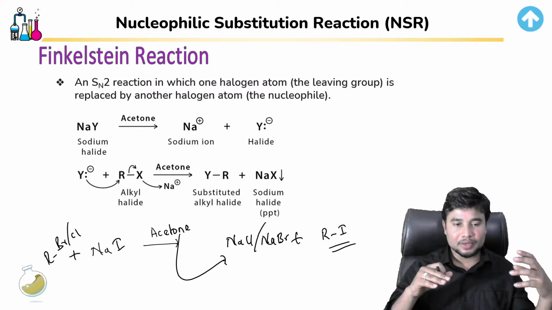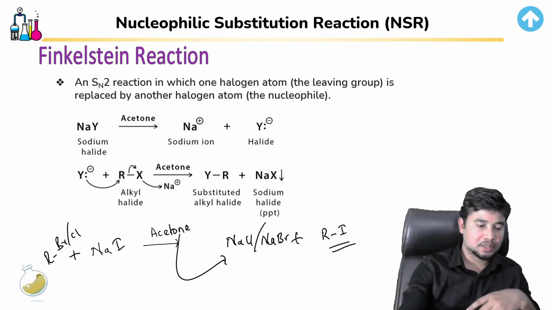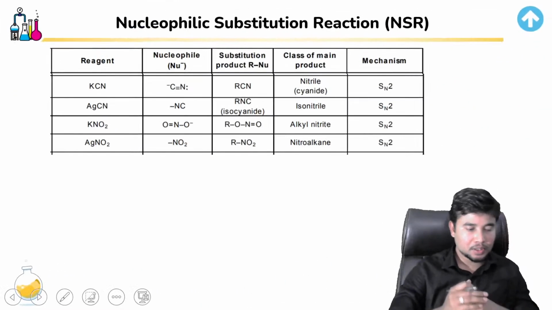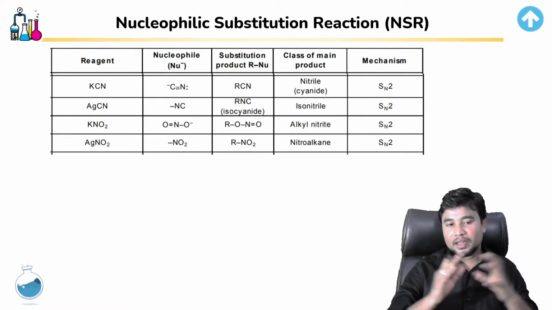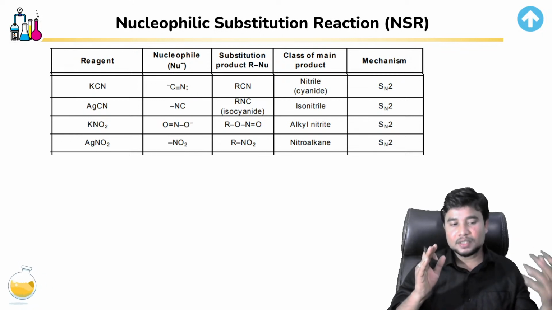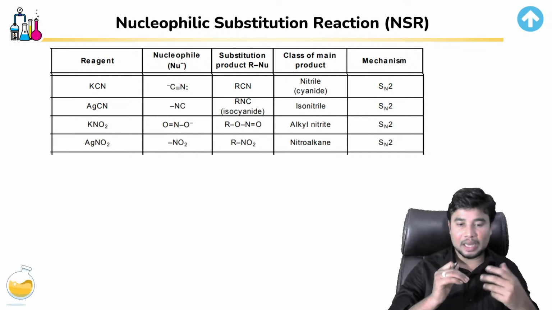So hope you have understood it. Use this for your knowledge and your answer solving skills. Let us move further, understand more. Now there are cases where KCN or AgCN shows the nucleophilic action. Let us see what happens in that.